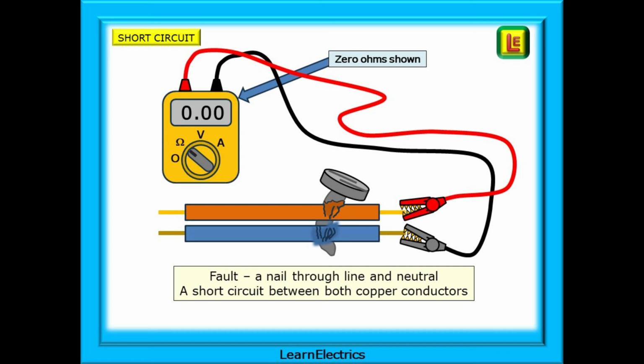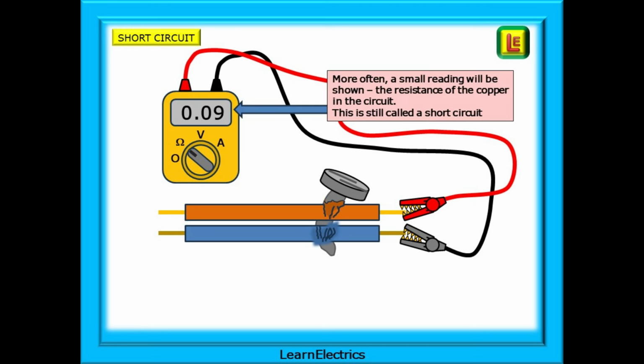So how will a short circuit show up? With both ends of both wires in free air, we can test between the brown and the blue. We know that we have a fault in this example, a huge nail piercing both insulations, and the meter shows this as 0 ohms when we were expecting OL or a meter maximum. Confirmation that something is wrong. More often, a small reading will be shown, the resistance of the copper in the circuit, and we can use this number to help us to locate the short.